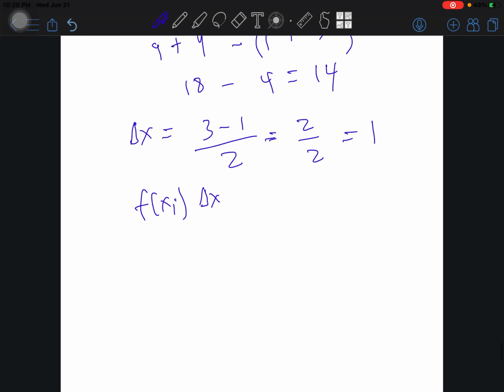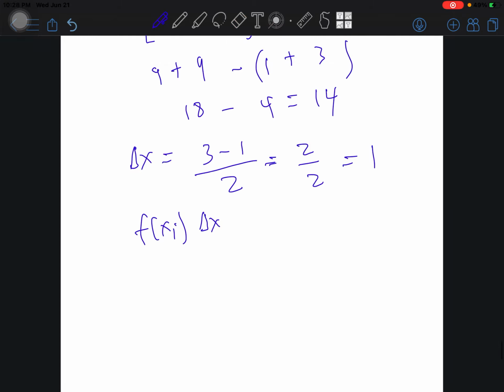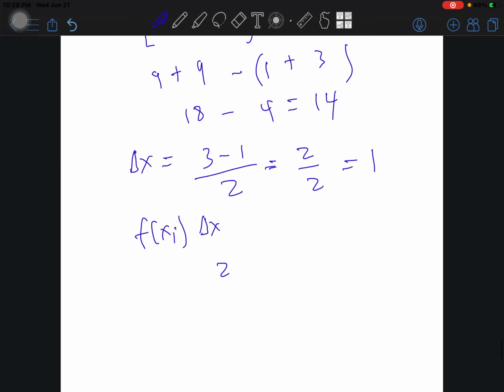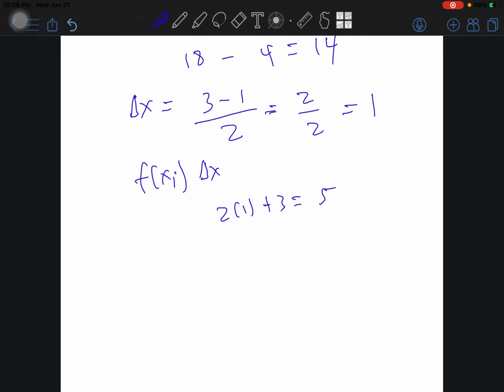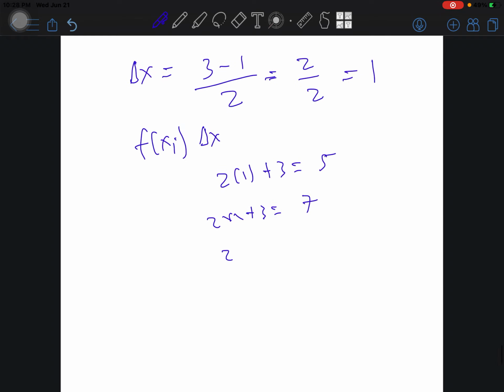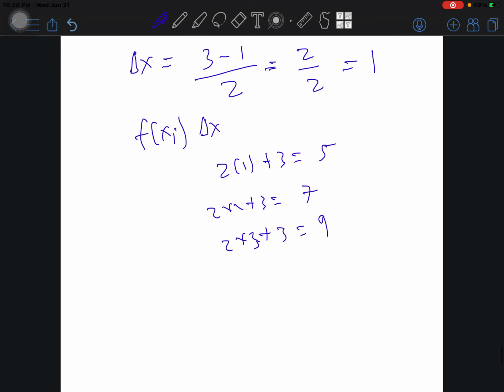So if the interval is 2, then my change in x is going to be 2 over 2, which is 1. And therefore, I'm starting from 1, then plus 1, and then plus 1. That's how it's going to be. So basically, the change in x is 1. Therefore, if I put 1 into the function, I'm going to get 2 times 1 plus 3, and the function value is 5. And then if I put 2 inside, 2 times 2 plus 3, the function value is 7. And then 2 times 3 plus 3, the function value is 9.